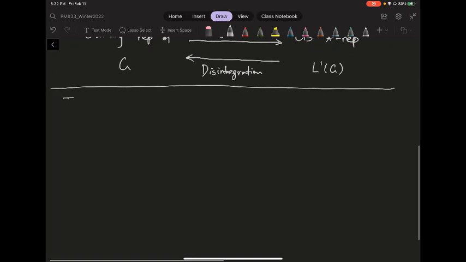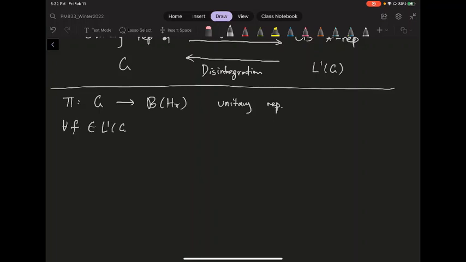So let's start by taking a unitary representation of G on some B of H pi. So this is a unitary representation. Then for every f inside your L1 of G, and you can take any u and v inside this H pi, you can think about this function that's called I_{u,v}, evaluated at f.